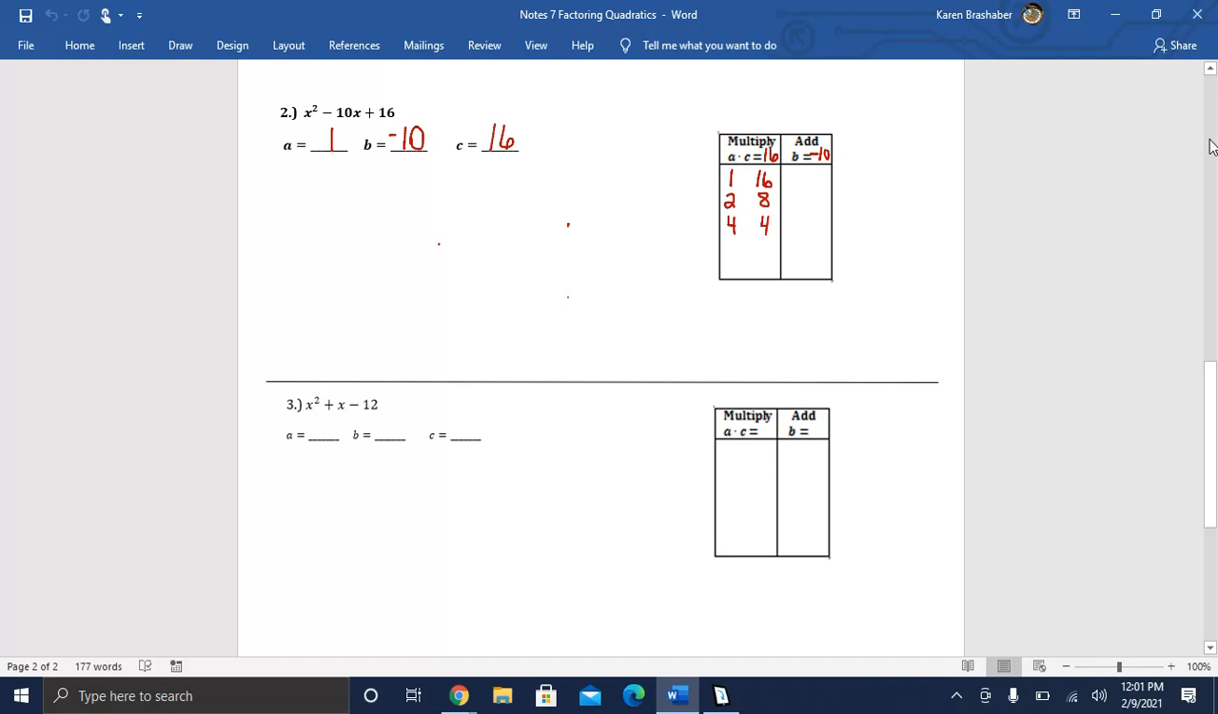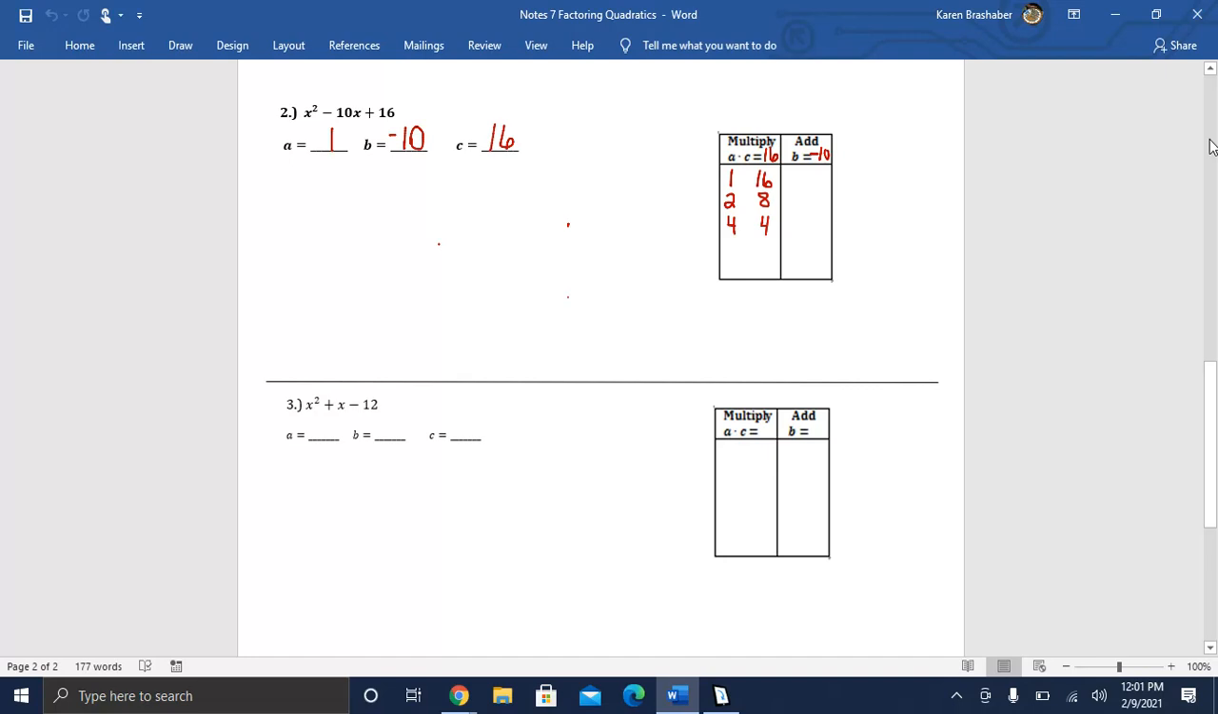So now we have to think about there's got to be a pair in these sets of numbers where I could work with the negative sign to make it add up to negative 10.